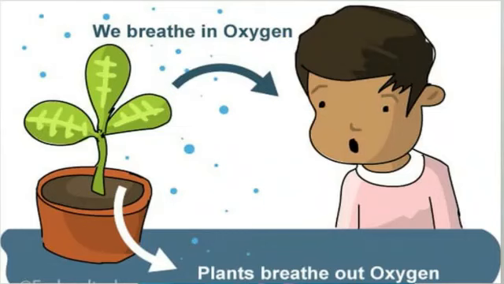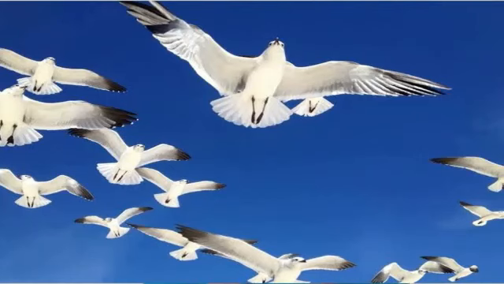The first use of air is that all living things need air to breathe and to stay alive. That we know. Without air we can't live. So that is the first use of air. Then the second point is that air is needed for birds to fly. That means birds can fly with the help of air.